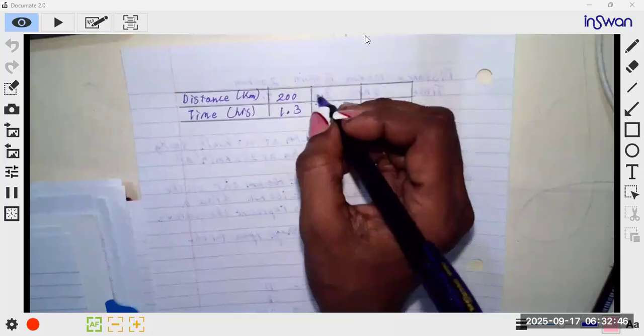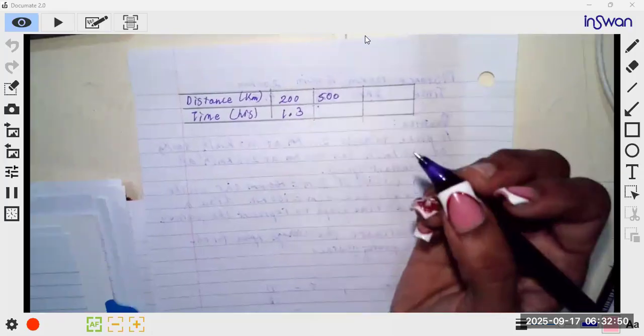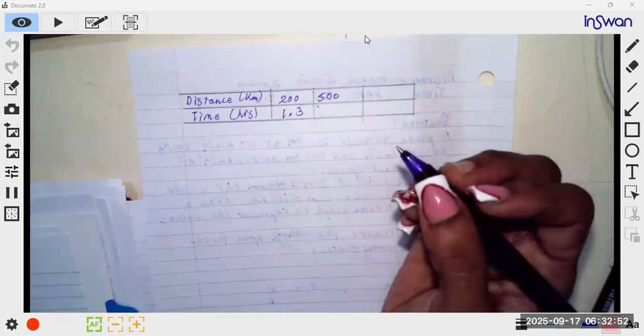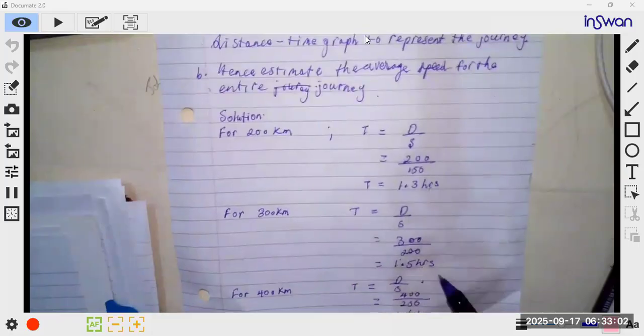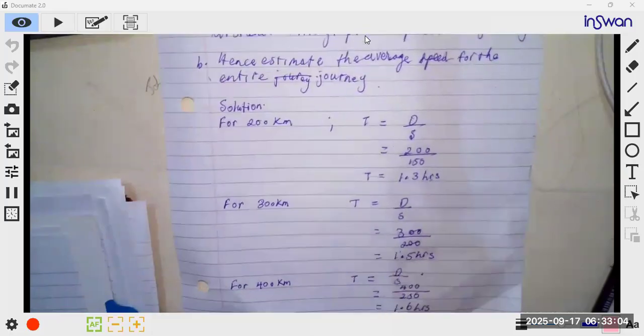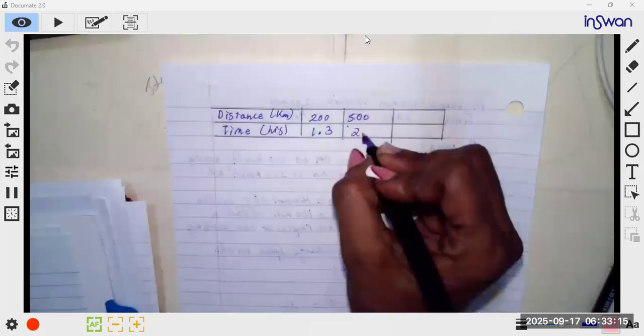500. And just as how we add the distances, we need to add the times. So just as you're adding the distances, you will add the times. So adding the times, it will be this 1.3 plus this 1.5. That's how you will get 2.8 as your final answer. All right? So this will be 2.8. Okay?